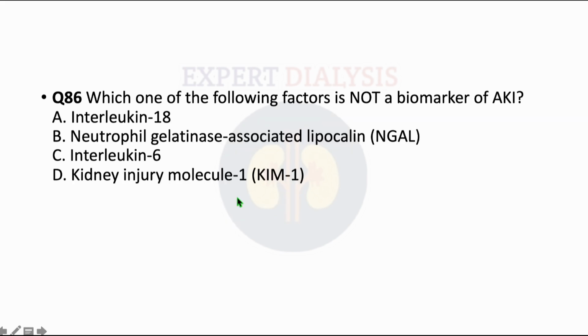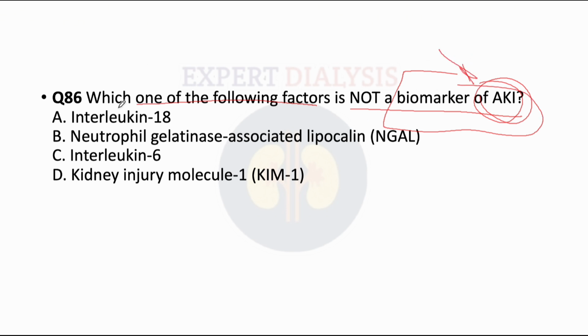Moving ahead to the sixth question, it says which one of the following factors is not a biomarker of AKI? We have biomarkers given in the options, and we have to find which one is not a biomarker of AKI. The first one is interleukin 18. Option B is neutrophil gelatinase associated lipocalin, that is NGAL. Option C is interleukin 6, and option D is kidney injury molecule.